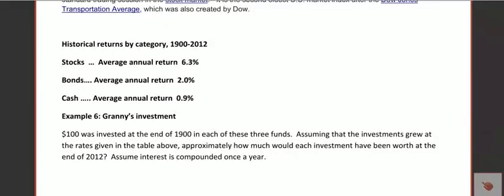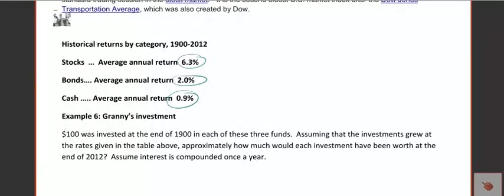So just a little information. Historically, stocks have an average annual return of 6.3%. Bonds have an annual return of 2.0%. And historically, cash has an annual return of about 0.9%.